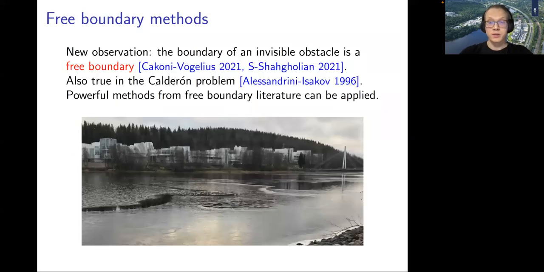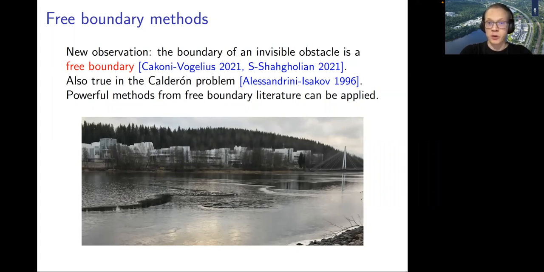So the main results. The new observation is that the boundary of an invisible obstacle can be interpreted as some kind of free boundary. This observation was first made by Ciccone and Vogelius, and a little bit later in a paper of myself and Charles Golian. Below you can see a photo that I took last winter from the lake next to my university. The resolution is not very good, but you should be able to see some interfaces between water and melting ice. So this is one example of a free boundary which appears in nature.